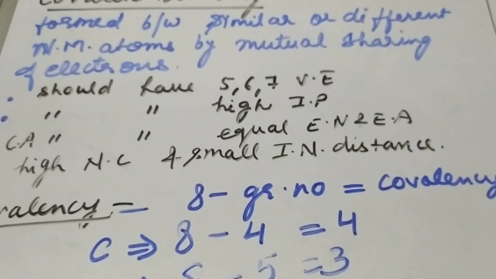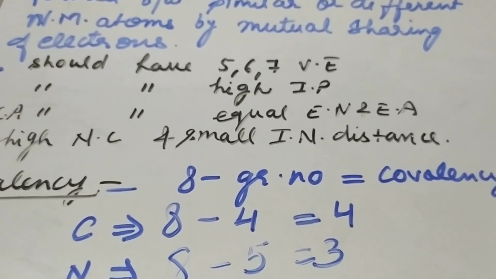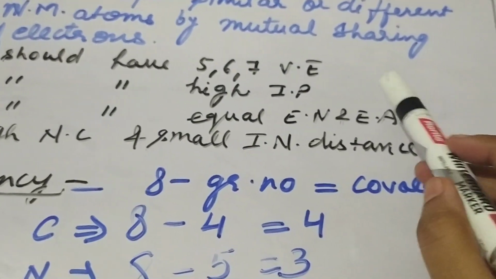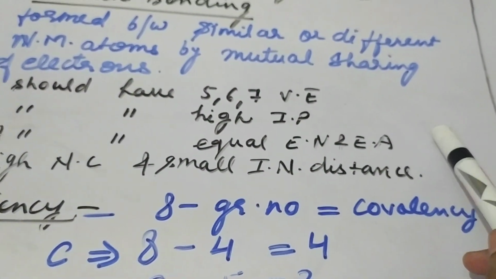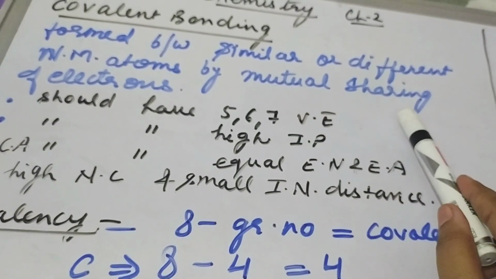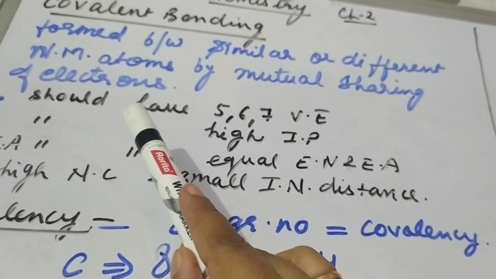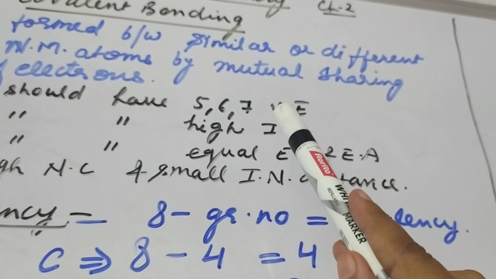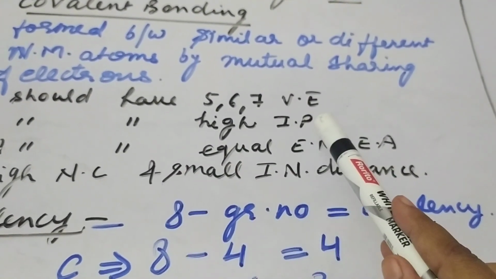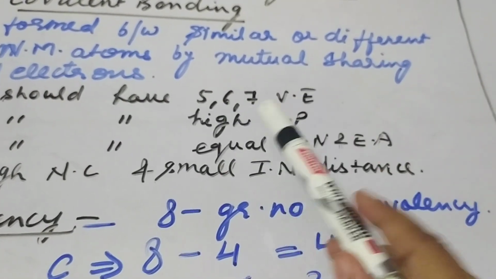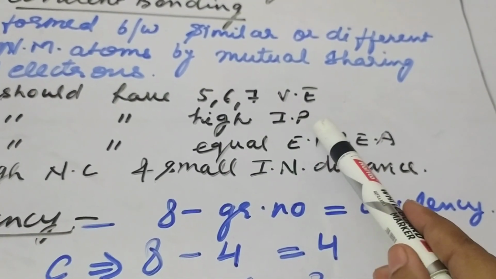Means if one atom is giving one electron in the bonding, the other will also provide one electron to the sharing. That is, mutual sharing of electrons means equal sharing of electrons. Now the combining atoms in this case should have 5, 6 or 7 valence electrons. They should have high IP. Obviously, if they have 5, 6, 7 valence electrons, they will have very high IP.